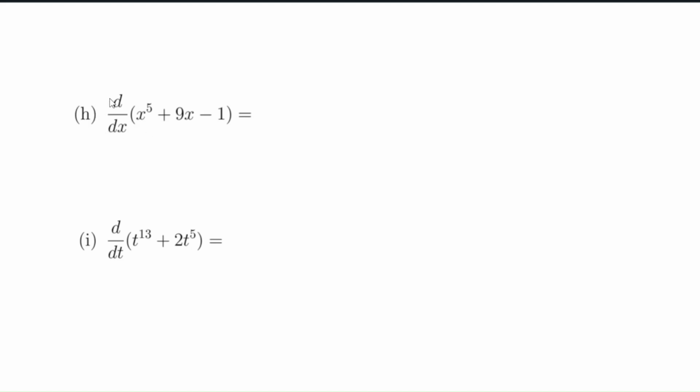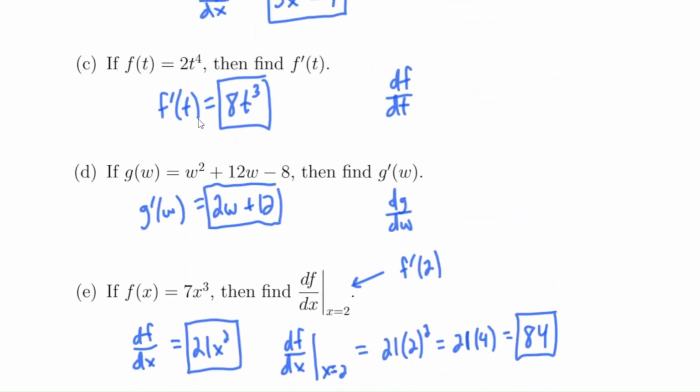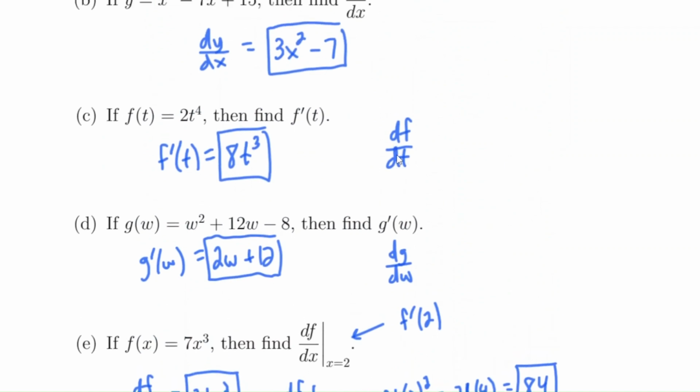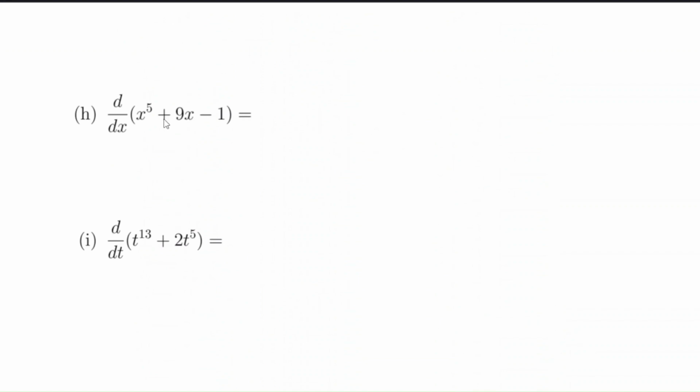If it says d dx of this, it's saying the derivative of this thing with respect to x. What's the derivative of this with respect to x? By the way, you might have a derivative with respect to t, for example, df dt, that would be a derivative with respect to t. But if your variable's x, we sometimes say the derivative with respect to x. This is just saying, what's the derivative of this? Well, the derivative of that is going to be 5x to the fourth plus 9. So d dx of this equals this.